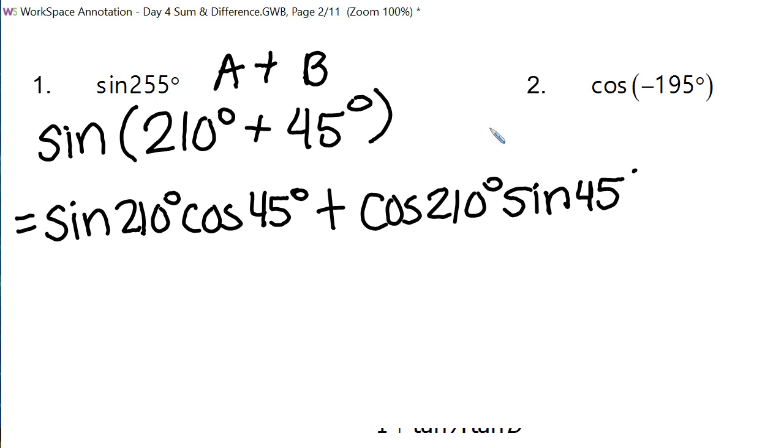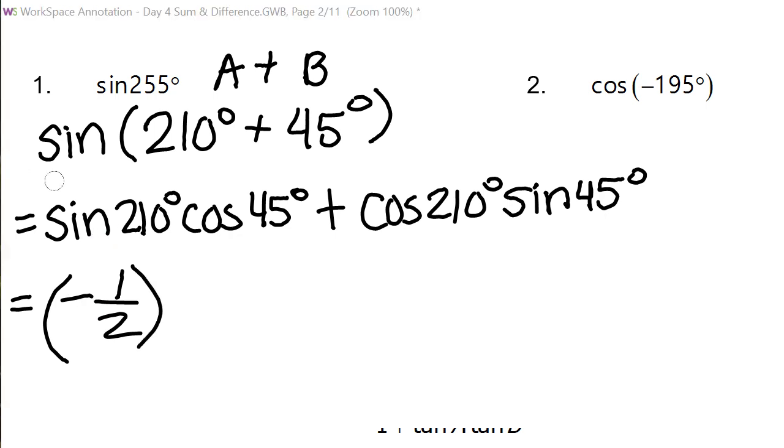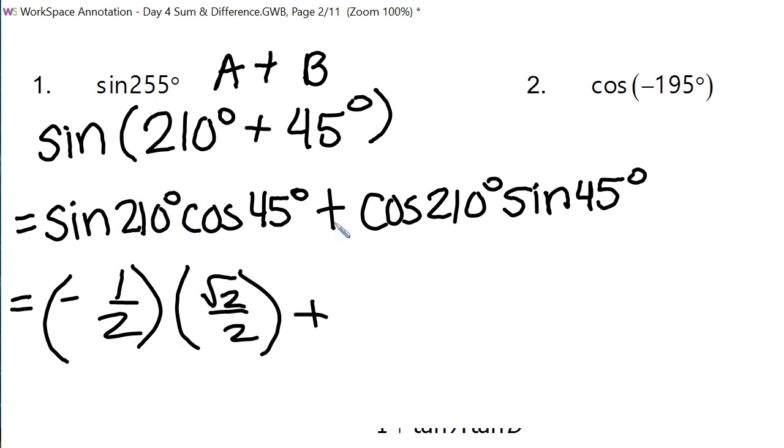Now, all of these are in reference to our special angles. So sine of 210 degrees. First of all, 210 degrees terminates in which quadrant? Quadrant 3. In quadrant 3, should the sign be positive or negative? Negative. And what is the reference angle for 210 degrees? 30. And what's the sine of 30? 1/2. So sine of 210 degrees is negative 1/2. Cosine of 45 degrees. What's the cosine of 45 degrees? Square root of 2 over 2. Bring down the plus sign.